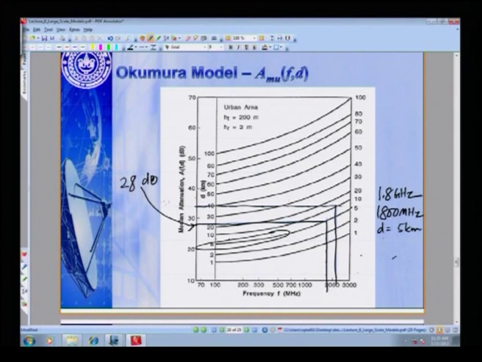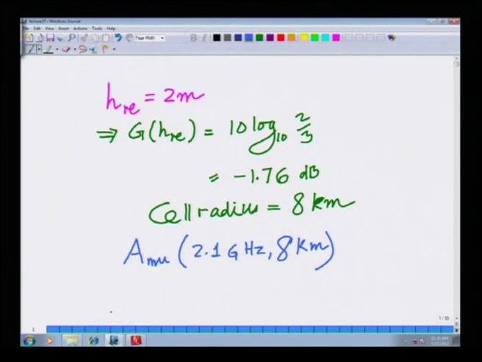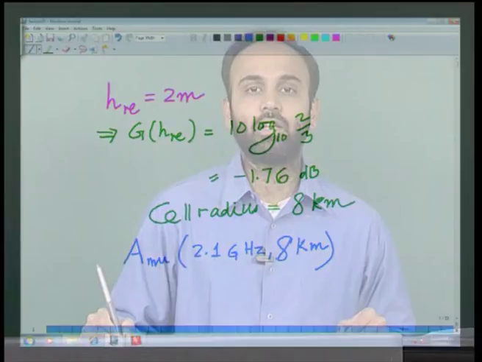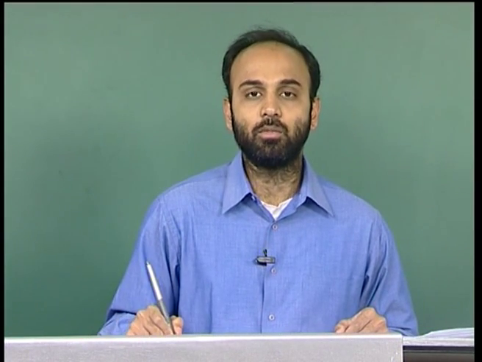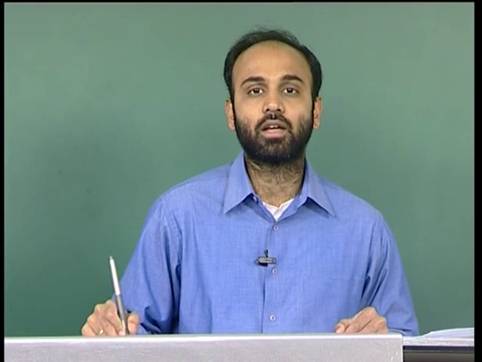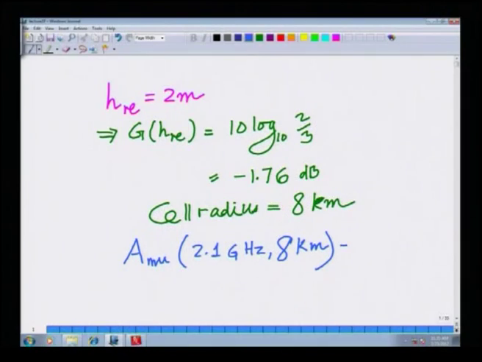Hence, the mu factor corresponding to 2.1 gigahertz and 8 kilometers from the Okumura model is approximately equal to 34 dB. Hence, essentially one can put all these things together.